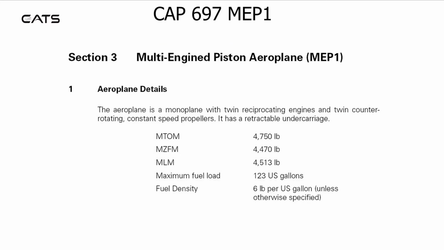The aeroplane details include masses for a maximum takeoff mass of 4,750 pounds, a maximum zero fuel mass of 4,470 pounds, and a maximum landing mass of 4,513 pounds. The maximum fuel load is 123 USG. The fuel density is 6 pounds per US gallon.